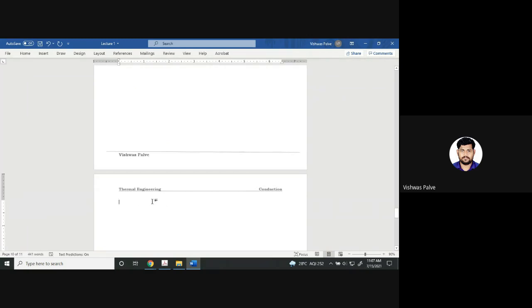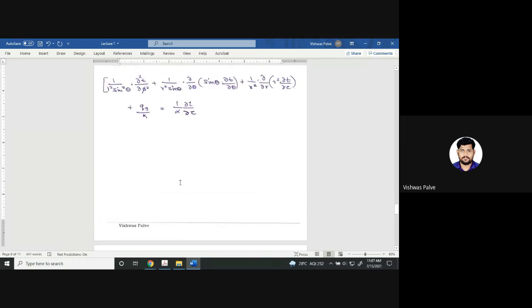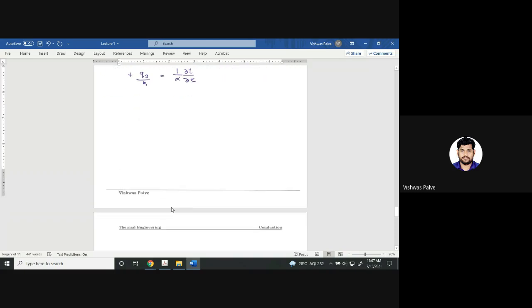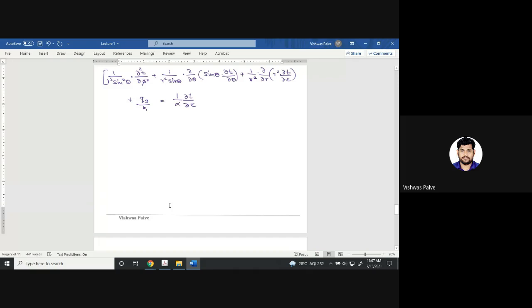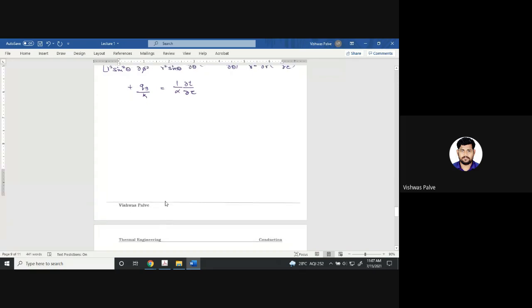In the next lecture we are going to see heat conduction through plane wall and composite wall. So for today's lecture we'll stop here, and from the next lecture onwards we'll see the heat conduction equation for plane wall as well as the composite wall.